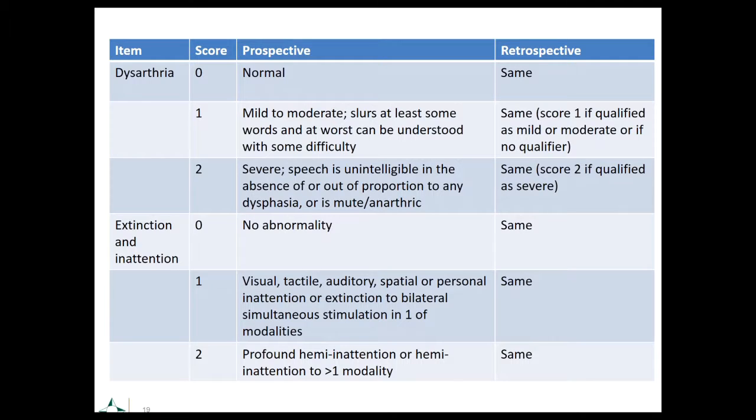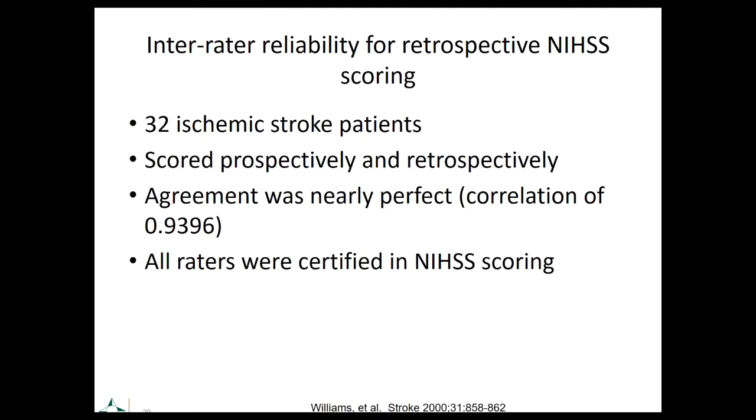So the paper that I described with this algorithm was validated using 32 ischemic stroke patients. They scored prospectively and retrospectively, and their agreement was nearly perfect. But of course, these are all raters who are certified in NIH stroke scale scoring, but again, showing that they had excellent inter-rater reliability. So for the next several slides, I'm going to give you some patient examples and give you a chance to review the algorithm and score this on your own, and I'll give you a few seconds to do that, and then we'll discuss what the different points are on the retrospective algorithm score.